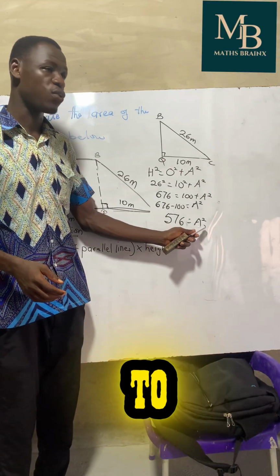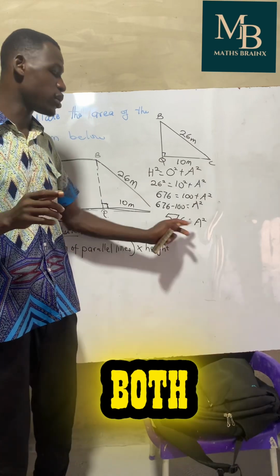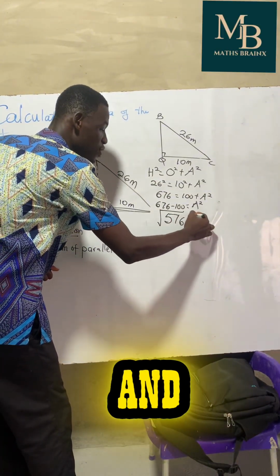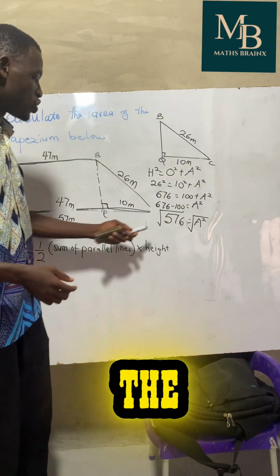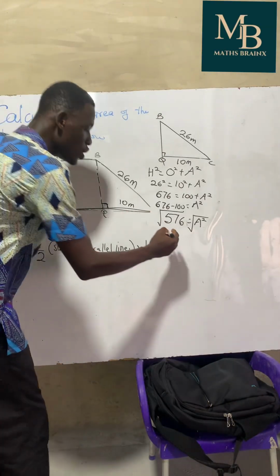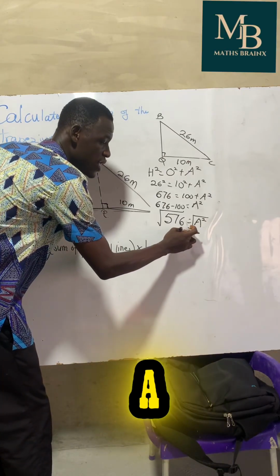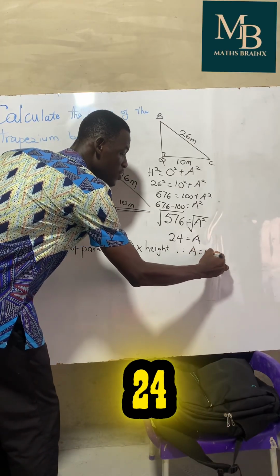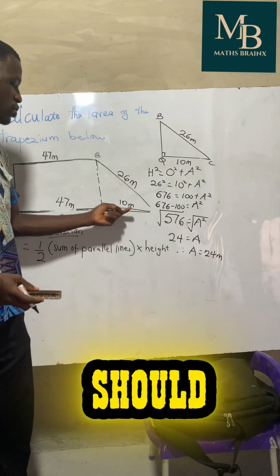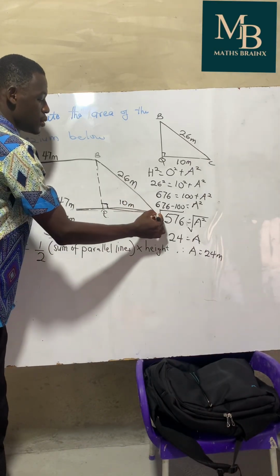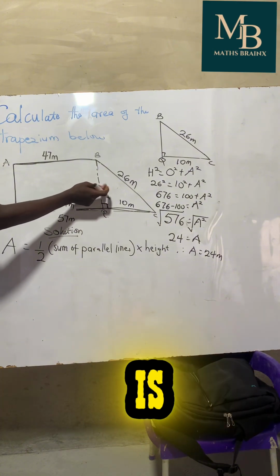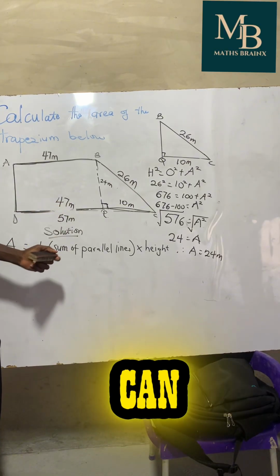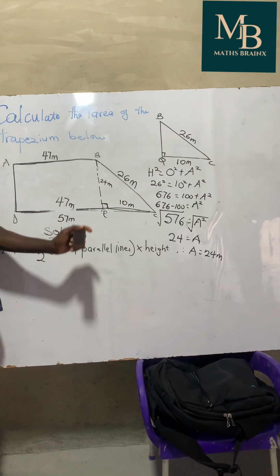Now, because of the square, to find the value of a, we find the square root of both sides. The square root of 576 is 24, and the square root of a squared is equal to a. Therefore, a is equal to 24 meters. That means the height of the triangle over here is 24 meters. We now have the height of the trapezium, so now we can find the area of the trapezium.